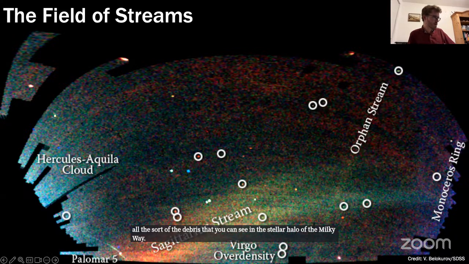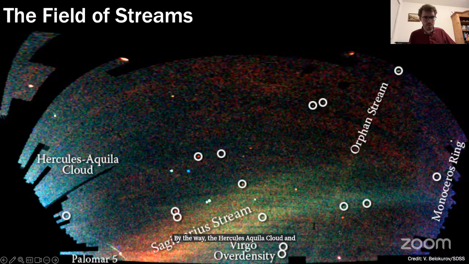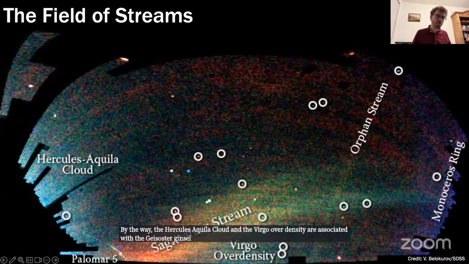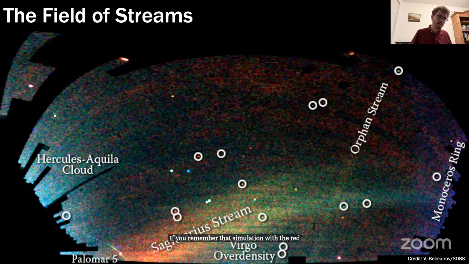By the way, the Hercules Aquila cloud and the Virgo overdensity are associated with the Gaia Sausage Enceladus. If you remember that simulation with the red dwarf galaxy, that sort of extended structure, these are the two ends of that extended structure, we think.